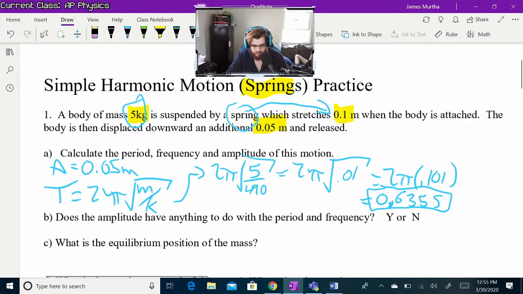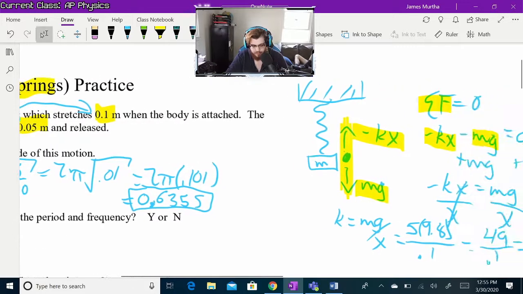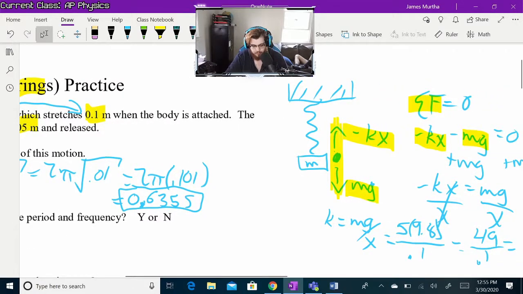Now, that gives us the period, but we're still missing the frequency. God, I wish I had used my whiteboard. I could use my whiteboard. I don't know that it'd be easier or not.